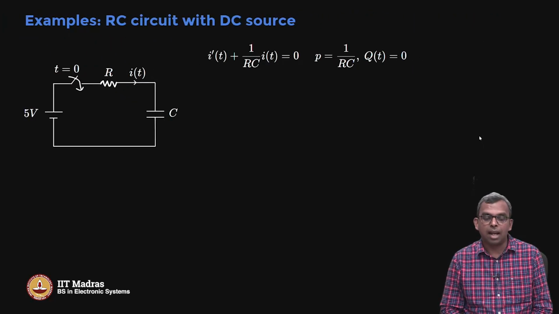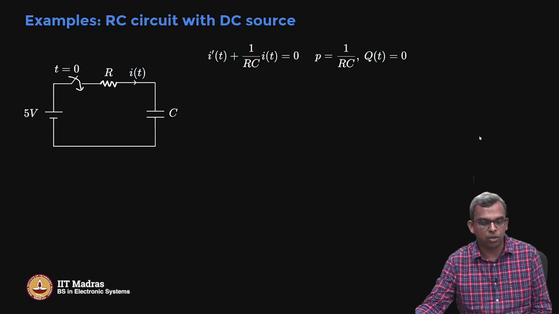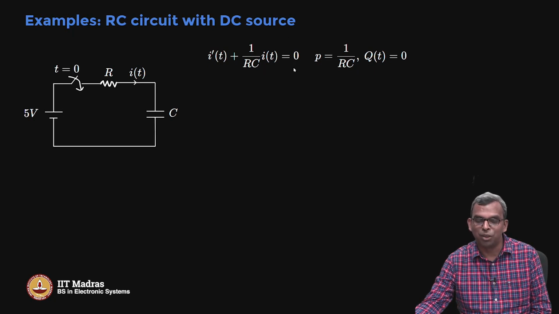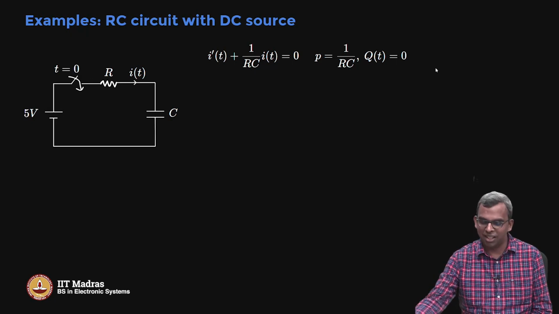Second problem is an RC circuit with a DC source, right? So you remember this thing, we had a 5-volt source connected through a switch to an R and a C, and we wanted to figure out what I of t will be as a function of time. And we derived this equation, I prime of t plus 1 by RC I of t equals 0, and this is a standard form of the first order ODE. And what is my P? P is 1 by RC. What is my Q? Q is 0, right? So this is a really easy case.